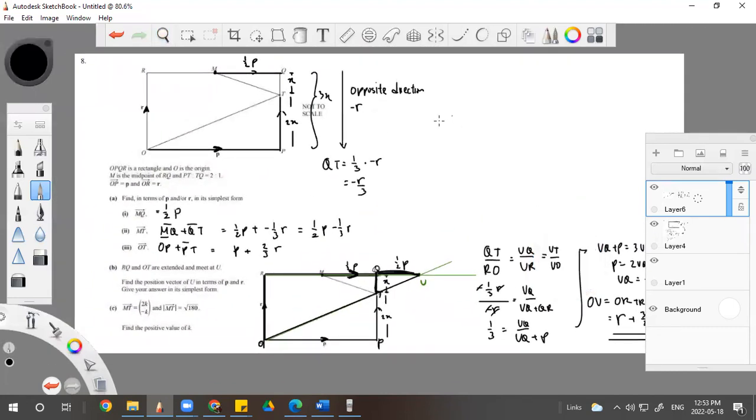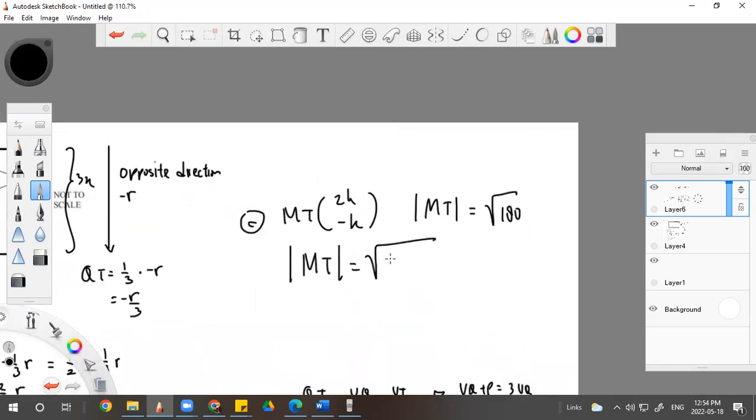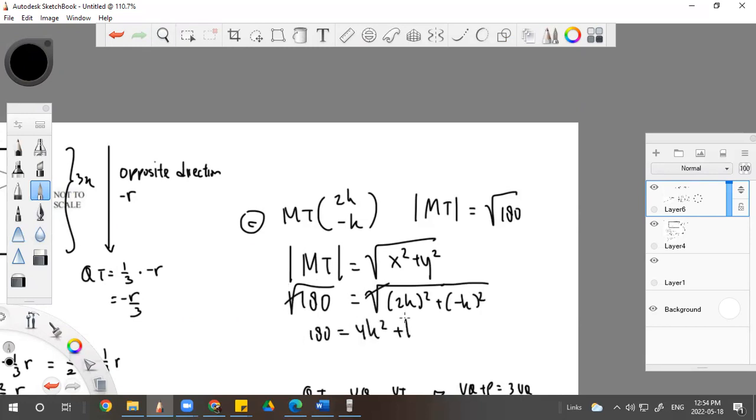Yang C, vector formula. Ya, so MT 2K negative K, and the displacement of MT is square root of 180. Right, so lu tinggal masukin formula aja. MT equals square root of x square plus y square. Ya, so square root of 180 equals square root of 2k square plus negative k square. Gue kerja pelan banget nih. Terus kita ilangin square root-nya. 180 equals 4k square plus k square. So 5k square equals 180.